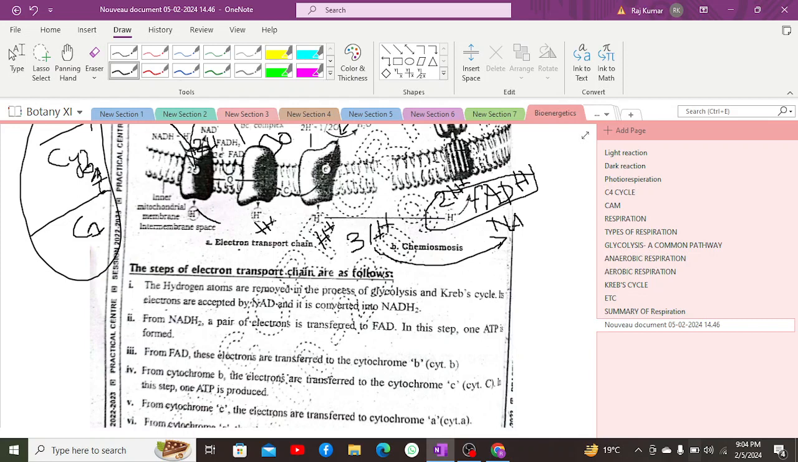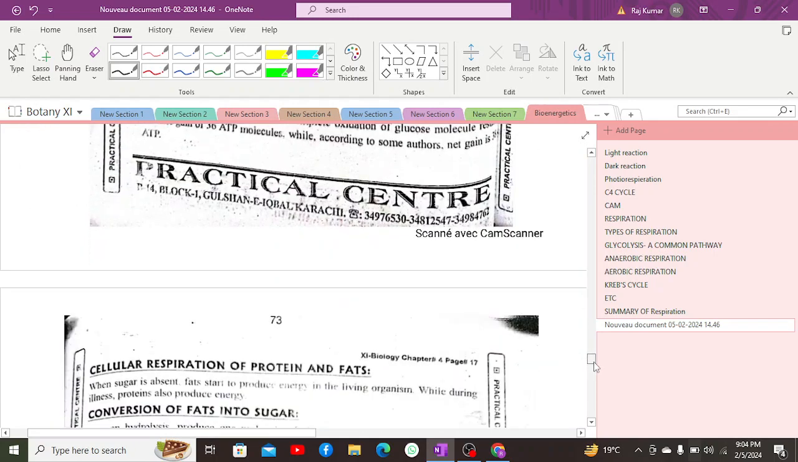the F1 particle, which will convert ADP into ATP on one hand, and on the other hand, the F naught particle is a transmembrane protein which helps in pumping of protons from the lumen to the matrix. And apart from that, these are some steps written.